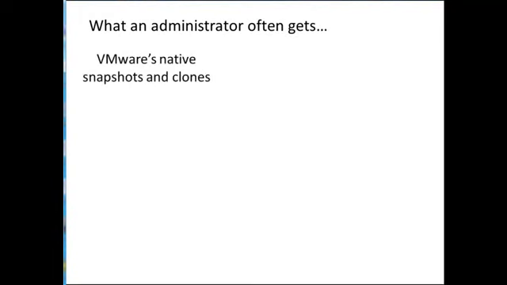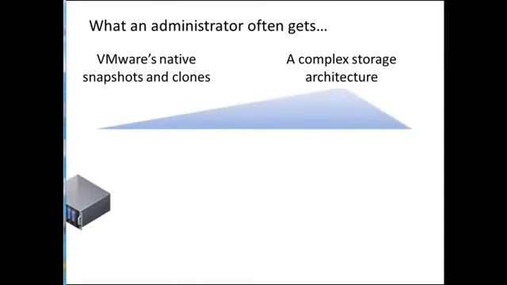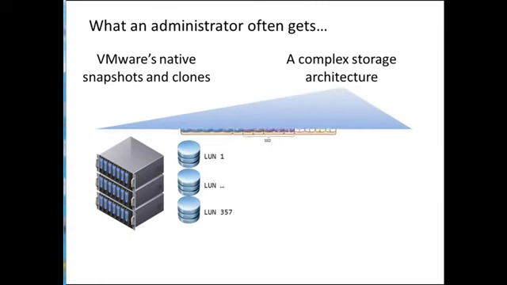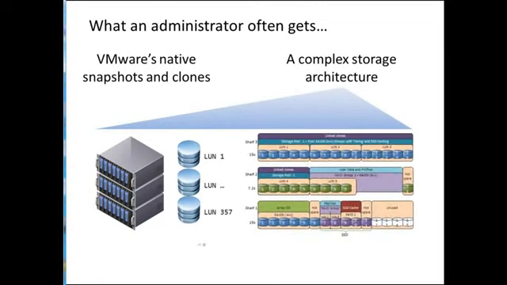Unfortunately, what an administrator often gets are VMware's native snapshots and clones, which can be prohibitively slow when using traditional storage, or they must deploy an expensive and complex storage architecture in order to achieve satisfactory performance. Traditional storage systems, even those which may employ VAAI, impose storage-centric complexities and constraints on virtualization. Even when best practices are followed, IT departments can be heavily strained when storage isn't a natural fit for virtualization.